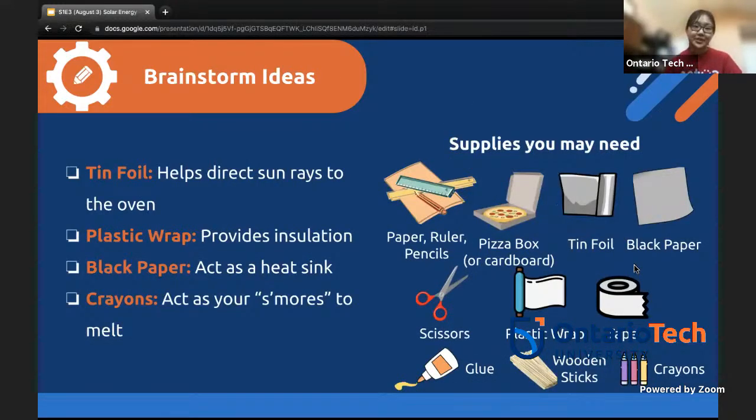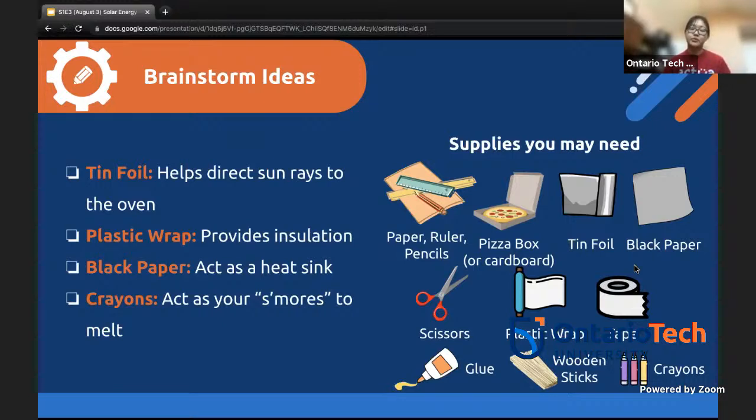So next, we need to be brainstorming some ideas. So this is when we can start coming up with some supplies that we might need in order to create our solar oven. So first, we're going to be needing some tin foil, which is going to help us direct the sun rays into the oven. We need some plastic wrap, which is going to provide insulation and sort of prevent the heat from escaping. And we need black paper that's going to act as a heat sink.